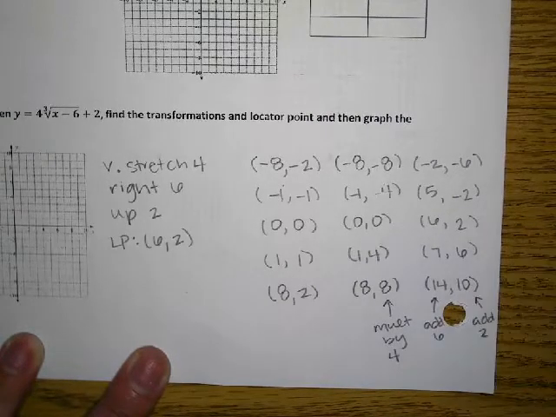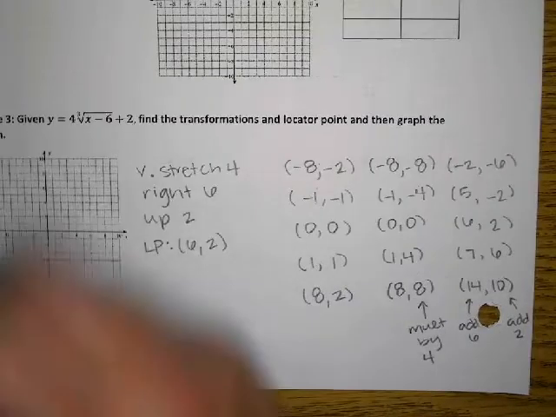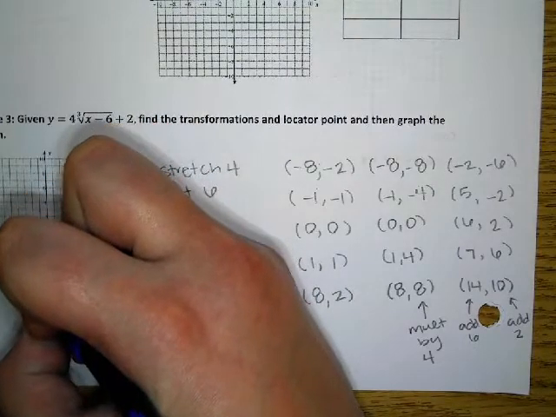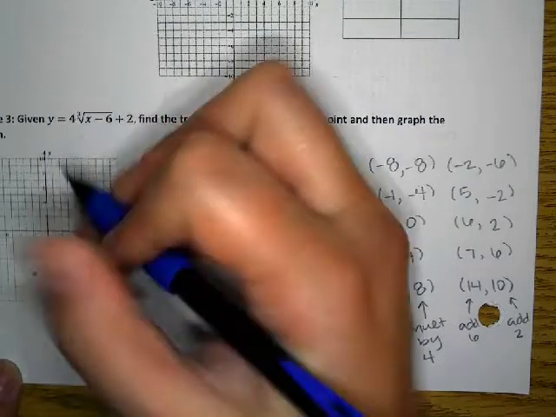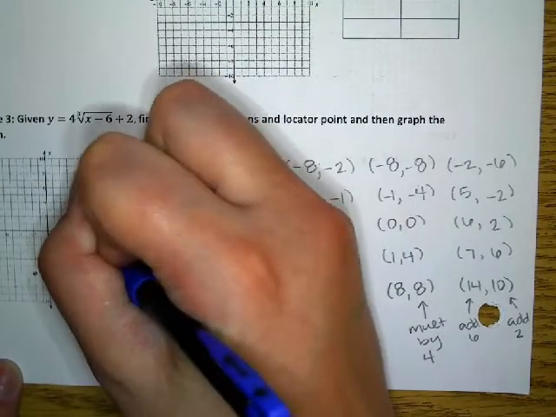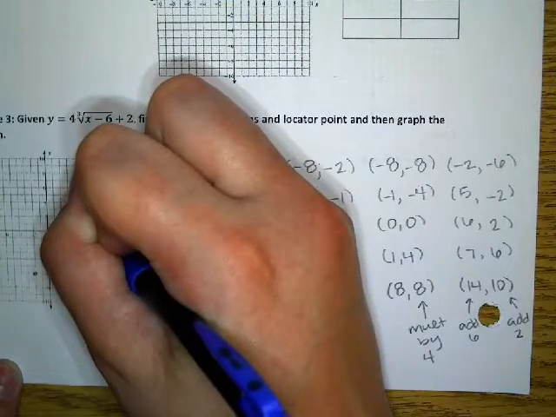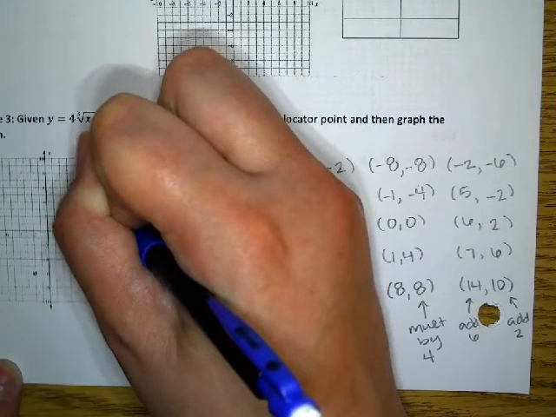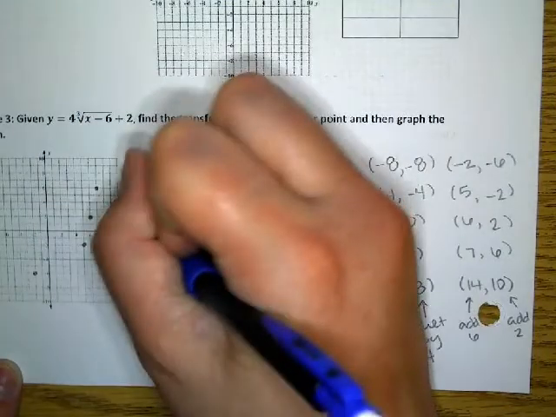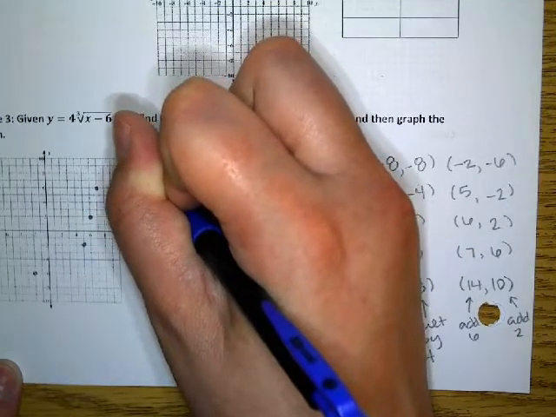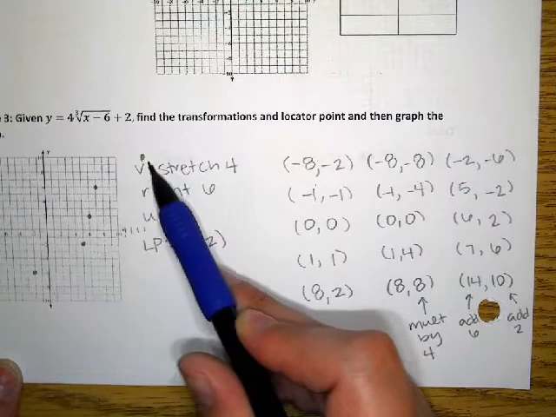All right. So -2, -6, 5, -2, 6, +2, 7, +6, and then 1, 2, 3, 4, 14, 10. I went ahead and I graphed 14, 10 anyway. Does everyone see it's right up here?